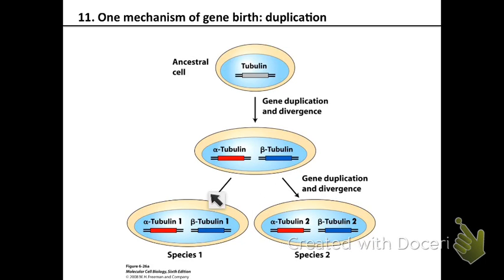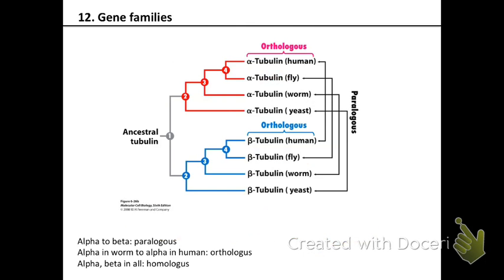But in the end, when we look at these two different species, we're going to see four copies of the tubulin gene. Each species is going to have two copies, an alpha tubulin and a beta tubulin that look like each other. And these two genes are also going to look like their counterparts in species 2, but slightly different. So what do we call these genes in these gene families?